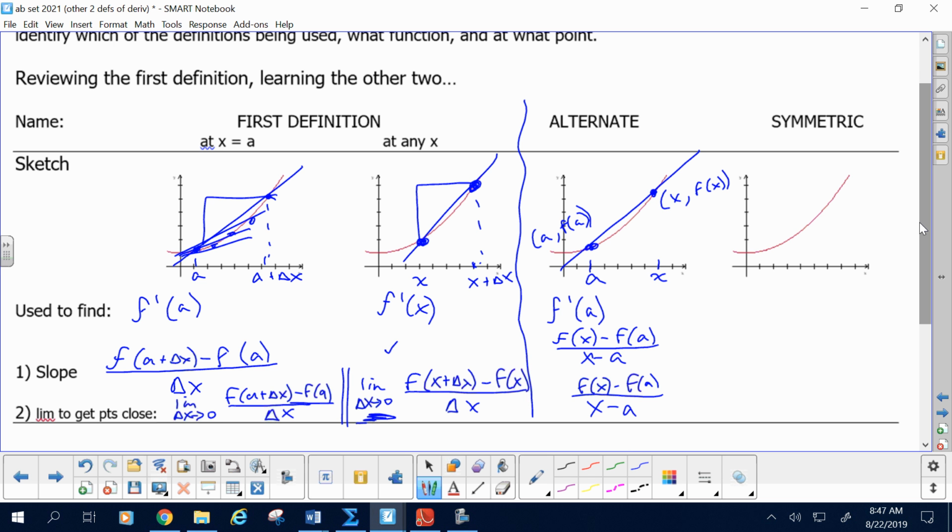Now, which of the points do I move? The x point or the a point? The x point. The x point can change. It's a variable. But a is a constant. It's not going anywhere. It's not moving. And so if I move, I have to move x towards a.